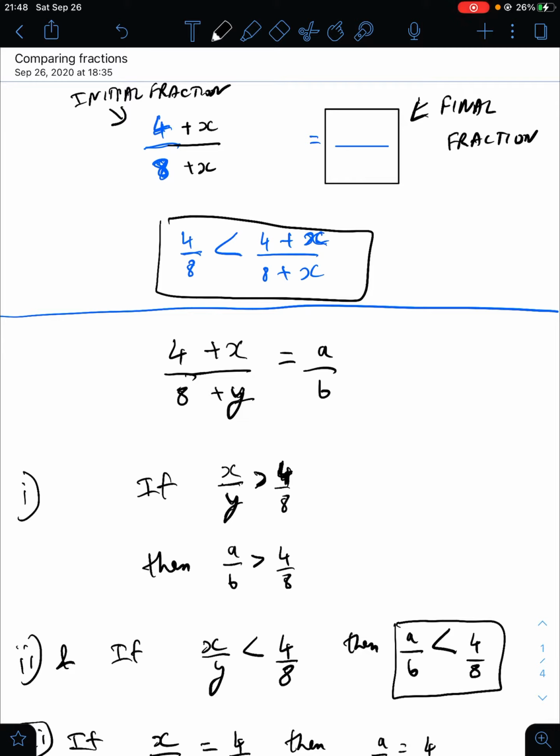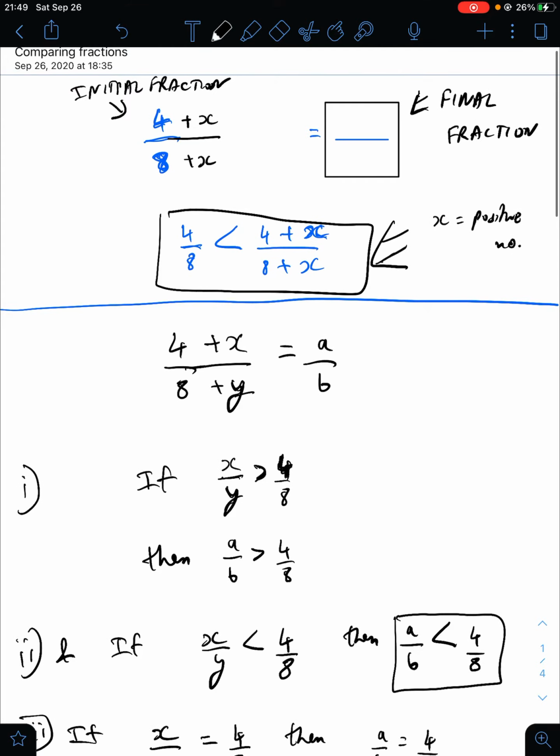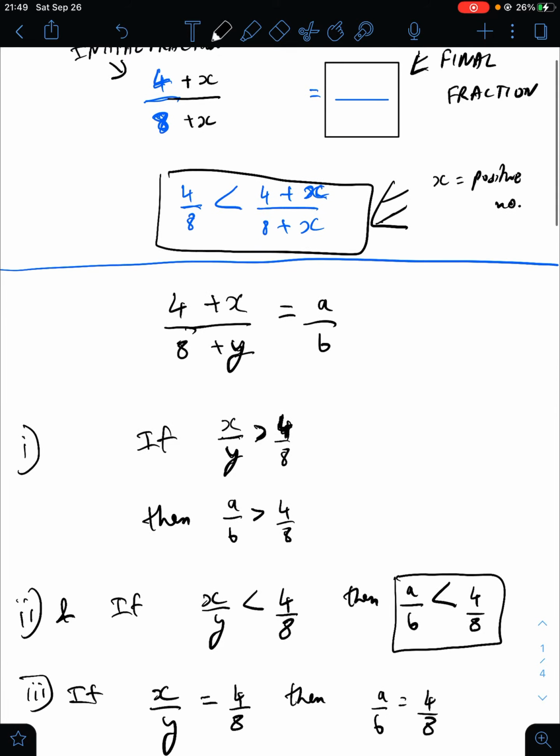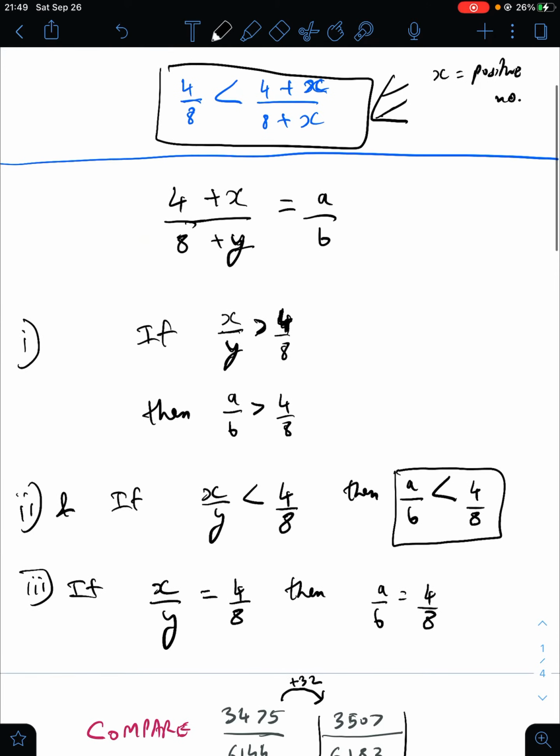Now this final fraction is always going to be greater than 4 by 8, no matter what. But the only condition to be satisfied is that x should be a positive number. Right? Now let us say we don't add the same number to the numerator and denominator. Let us say we add different numbers x and y to the numerator and denominator. What happens in that case?